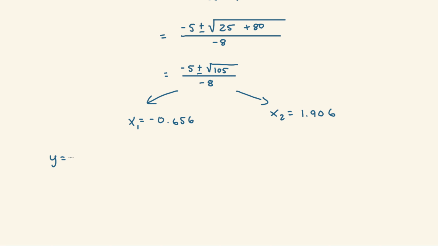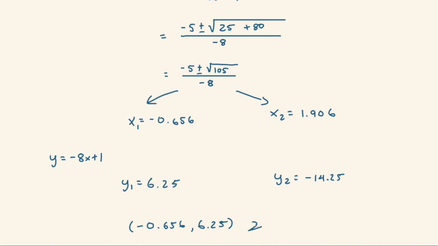Okay, and now to find the corresponding y's, we just have to plug it back into one of my equations. Let's use, I think it was this one. Okay, I think it was minus 8x plus 1. So if we plug x1 back into this, we're going to get y1 is equal to 6.25, let's just round that, 6.25, and y2, that's going to come out to minus 14.25. Okay, so your two solutions then are minus 0.656 and 6.25, and 1.906 and negative 14.25. So those are your two points of intersection.